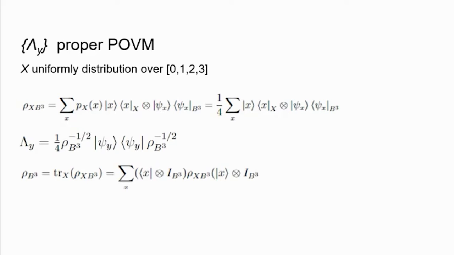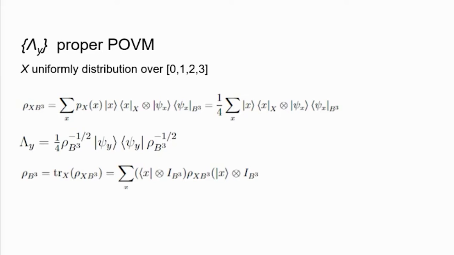And first, as the assignment says, x is uniformly distributed over the set 0, 1, 2, 3. So this means that the chance for every possible value is 1/4. The composite density matrix in x and b cubed is defined as, I've written down, the sum over the Kronecker product of the two density states with the probability p. The probability p we can take out of the summation because it's 1/4 for every value of x. And so this is the general formula for that.